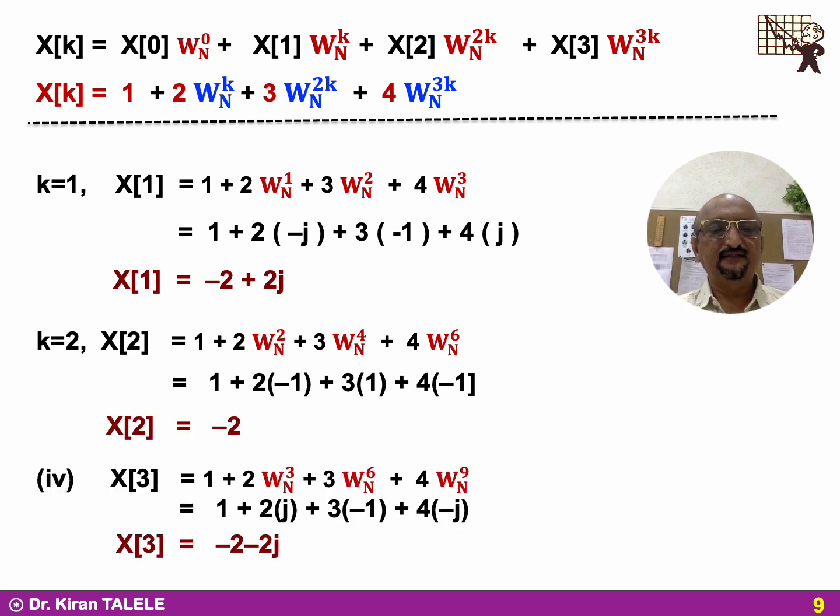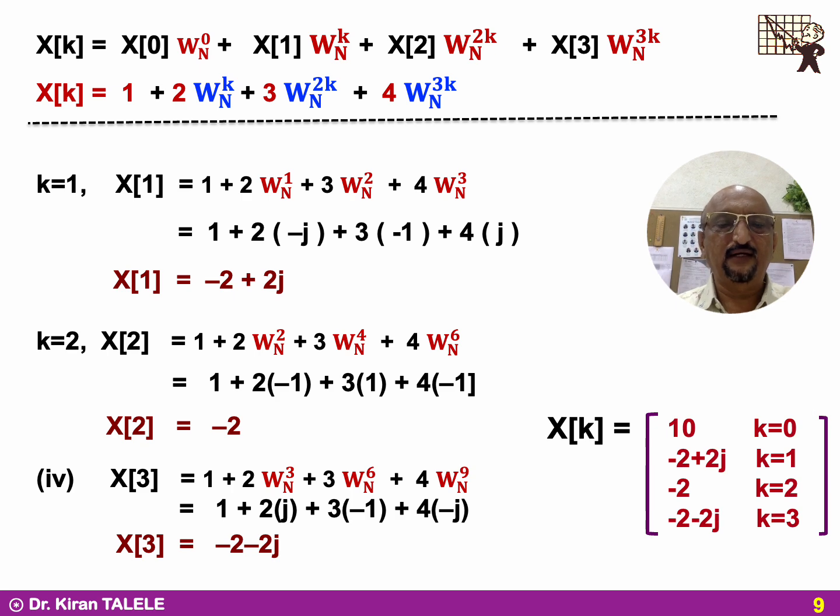Similarly, X(3) is minus 2 minus 2j. And if you calculate the next value, you'll get the first value repeated. What does it mean? DFT produces periodic results. Because DFT results are periodic, we don't need to calculate up to infinity. We just need to calculate the DFT value only for one period, and here the period is the length of the input signal, that is equal to 4.